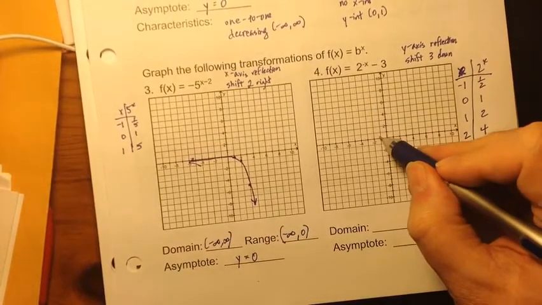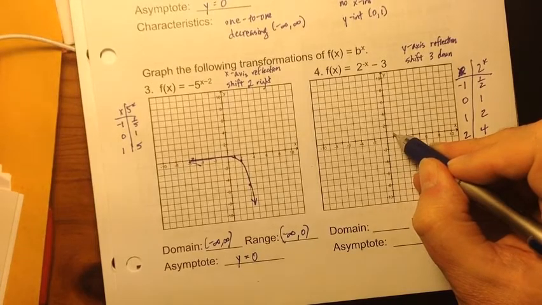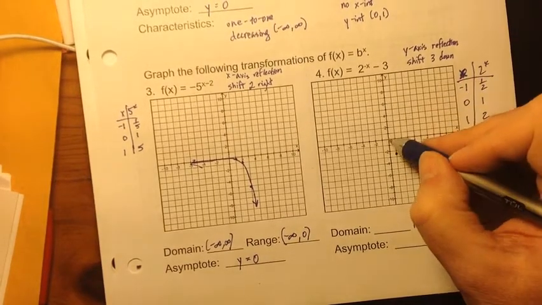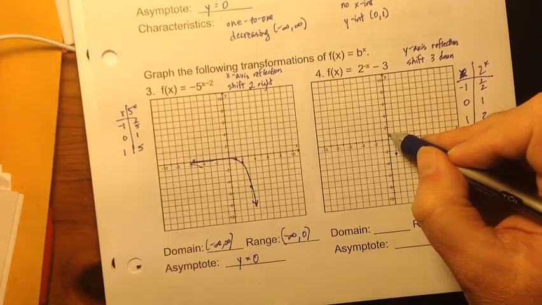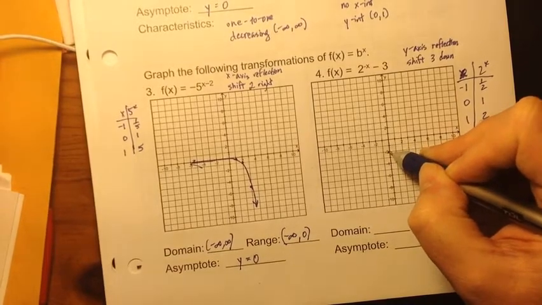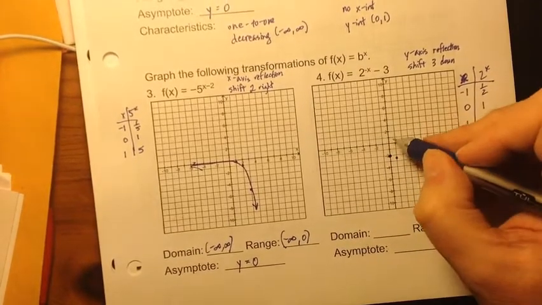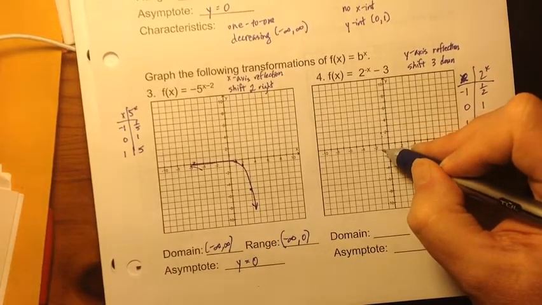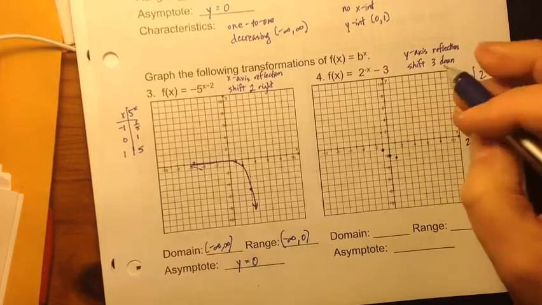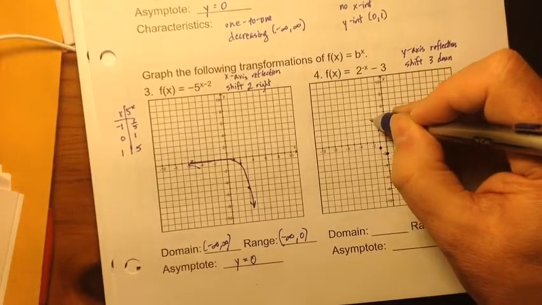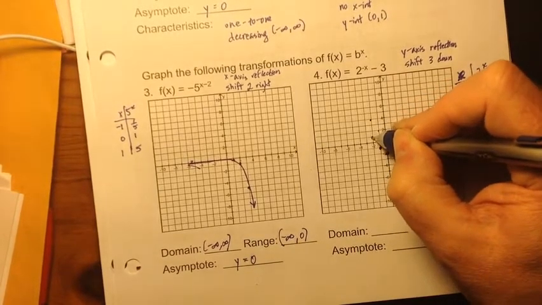So at negative 1, I'm at 1/2. I go across the x-axis, across the y-axis, and then 3 down. 1, 2, 3 puts me here. 0, 1 would be here. Cross the y-axis doesn't affect that. Shift 3 down. 1, 2, 3. 1, 2. Go across the y-axis and then 1, 2, 3 down. 2, 4, go across the y-axis to negative 2, 4, and then 1, 2, 3 down.